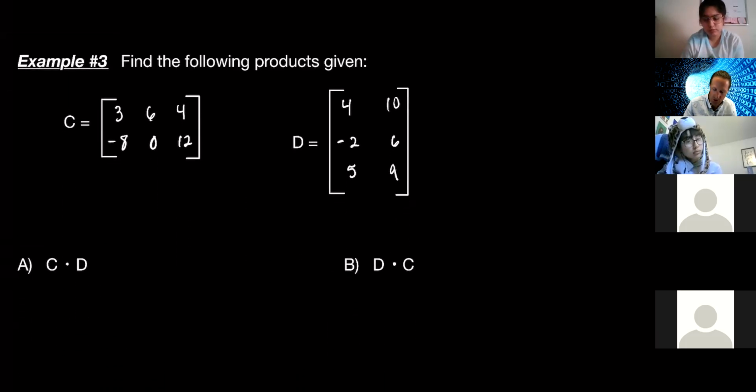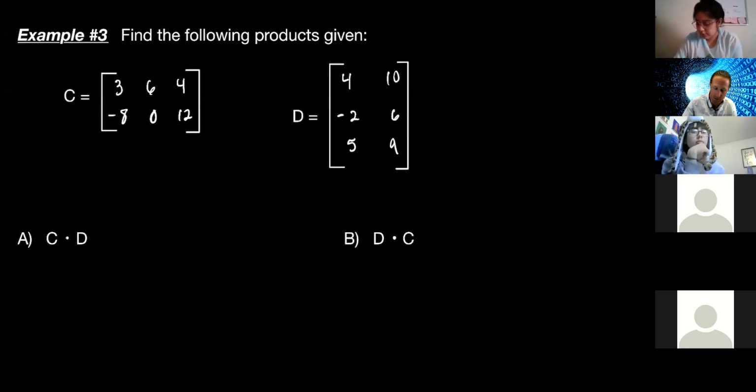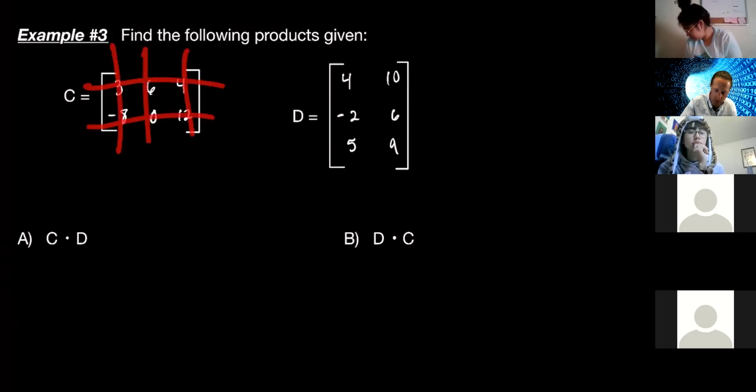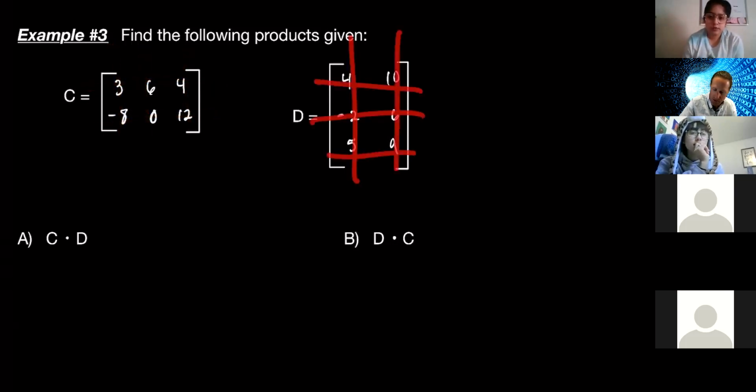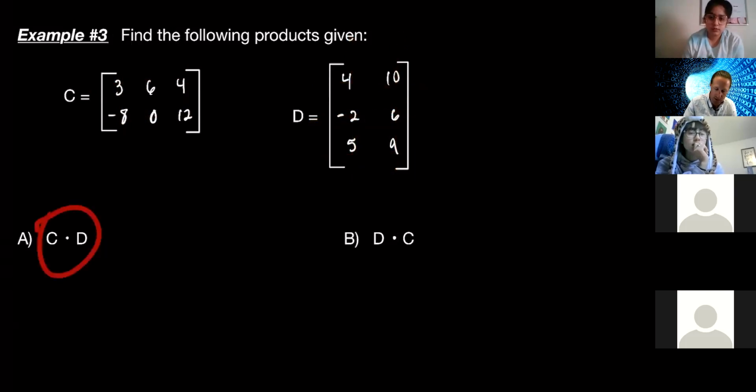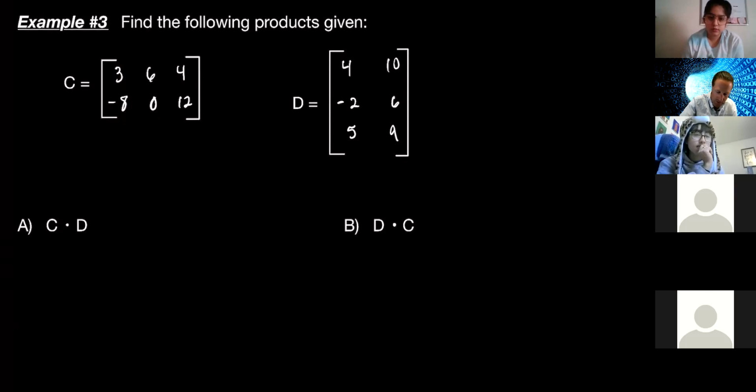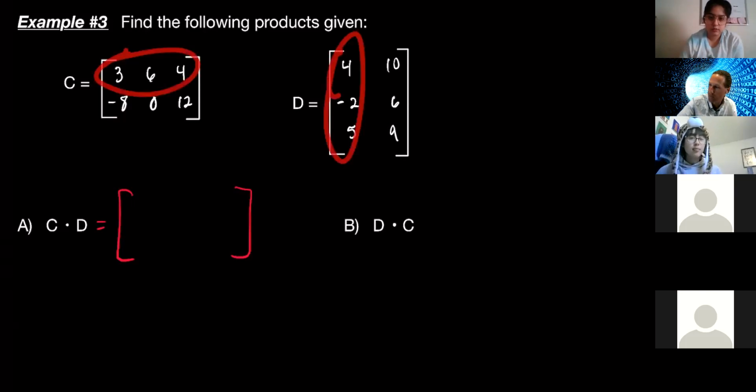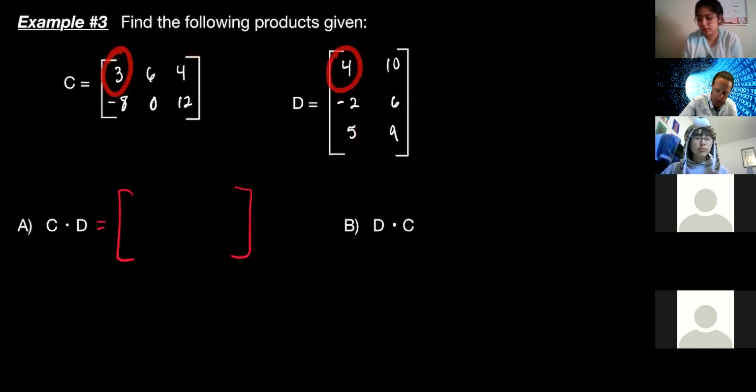All right, so I just wanted to show you one example. Let's say we had a 2 by 3 and we wanted to multiply it to a 3 by 2. And let's just do C and D. What would we do? How would we get this matrix? All we'd have to start by doing is taking the first row with the first column. And I would start by multiplying the 3 and the 4. I'll write out the whole thing.